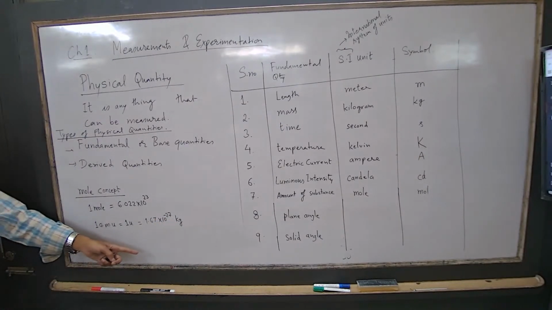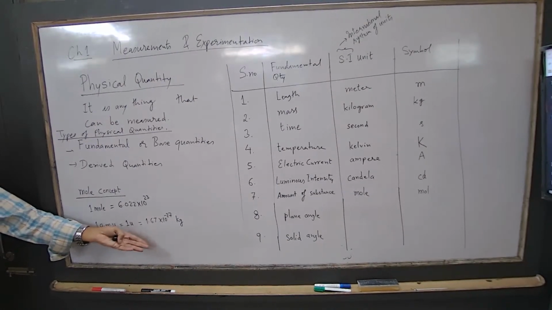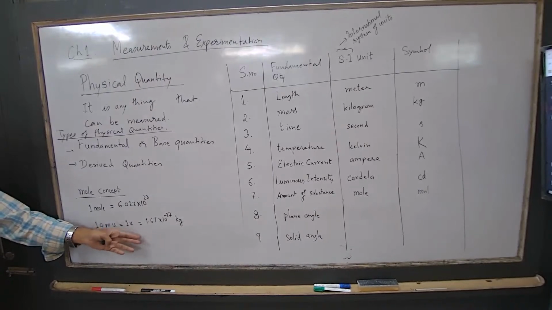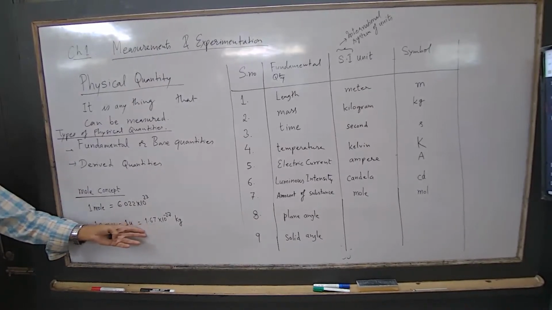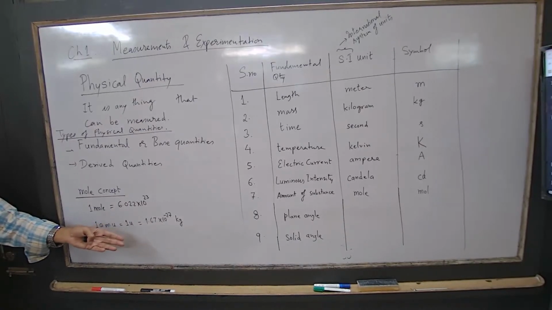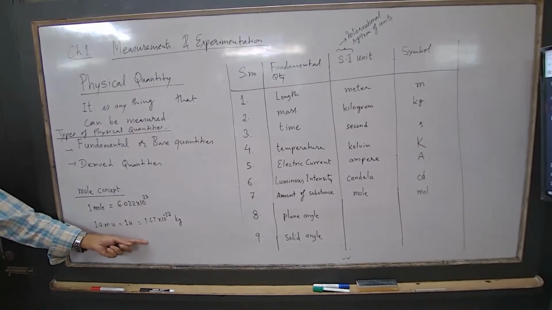This is a very small number. Does it make sense? It is almost zero, right? In the real world, this amount of mass is almost negligible. But at the atomic level, it is not negligible.